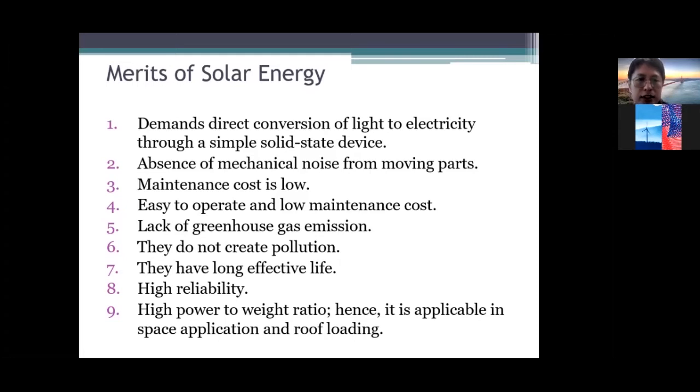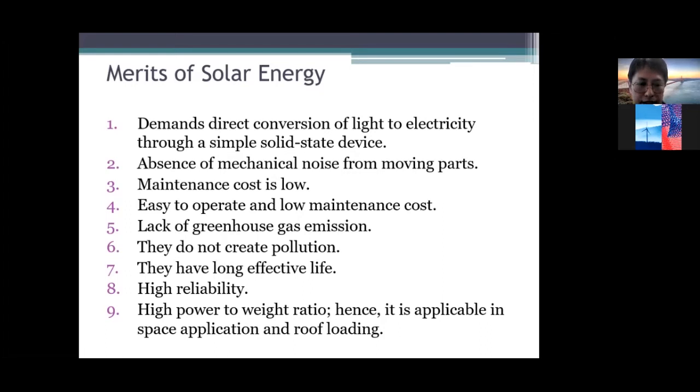Another advantage is the absence of mechanical noise from moving parts. Unlike wind energy, which has movable parts because it uses motors as well as generators to produce energy, which therefore causes some mechanical noise. Maintenance cost is low, it is easy to operate, and there is a lack of greenhouse gas emissions, of course, and they do not create pollution. And with the advent of the latest solar PV systems, nowadays a solar PV can have an economic life of around 20 up to 25 years.